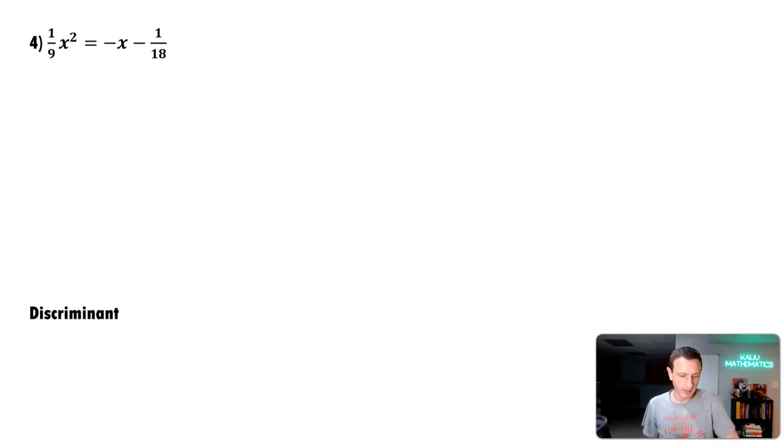So number 4, 1/9 x squared equals negative x minus 1 over 18. So on this one, a lot going on. First of all, we don't have it equal to 0. And second of all, we have some fractions. So let's first just get it equal to 0.